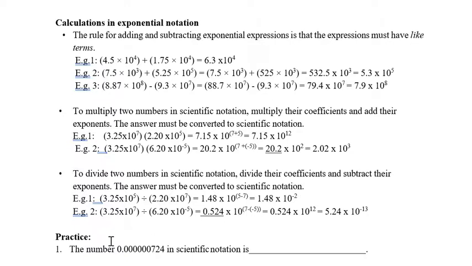And then our next number is 3.25 times 10 to the 7 divided by 6.2 times 10 to the negative 5. If I take 3.25 and just divide that by 6.20, I come up with 0.524. And then I'm going to take this 7 minus a negative 5, so it gives me a plus, and I'm going to end up with 12. And so my final answer is going to be 5.24 times 10 to the negative 13.